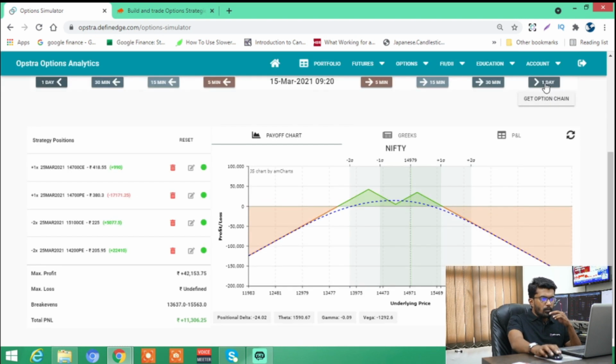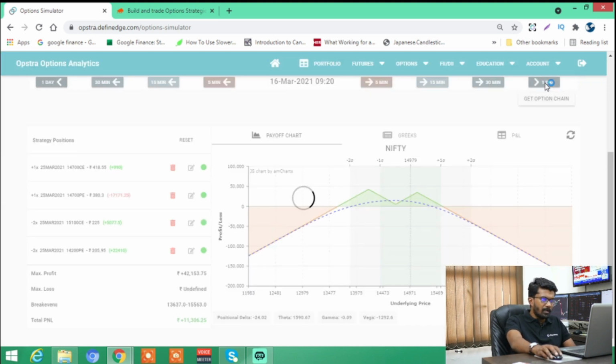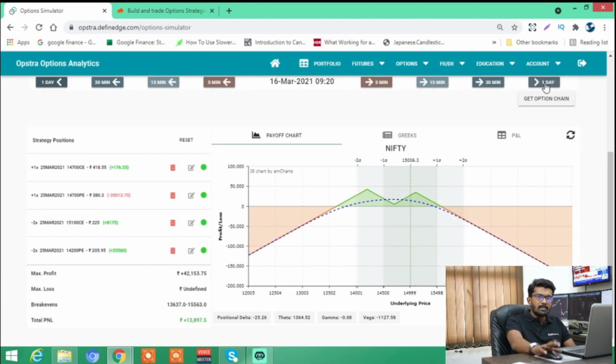March series was very violent, I can tell you. From 14,700, Nifty moved all the way to around 15,400, I believe, and came back. But on a close to close basis, the market never moved anywhere. On 16th of March, from 14,700 the market moved to 15,000.